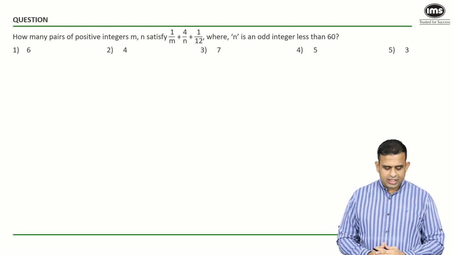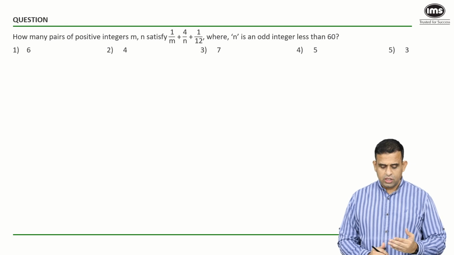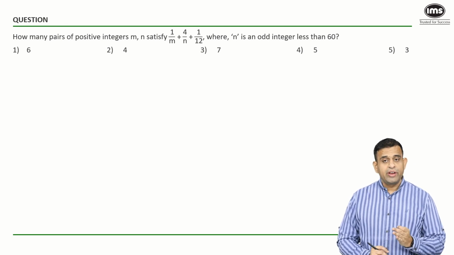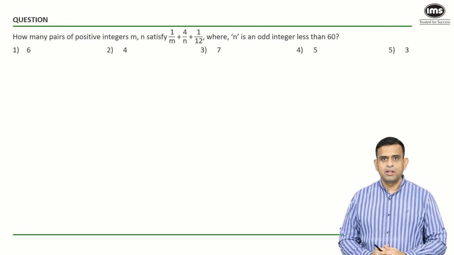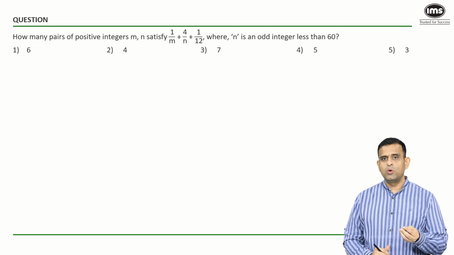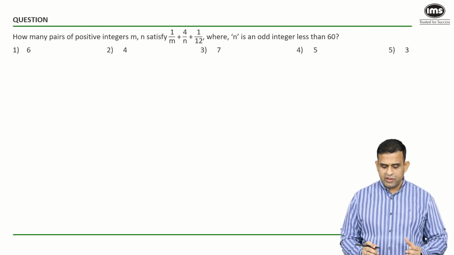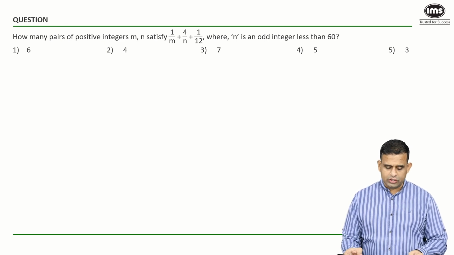In the next sum, it says: how many pairs of positive integers m, n satisfy the equation 1 over m plus 4 over n equals 1 over 12, where n happens to be an odd integer less than 60. So in this particular case, let's try to find m in terms of n, and then we can use the condition given to us.